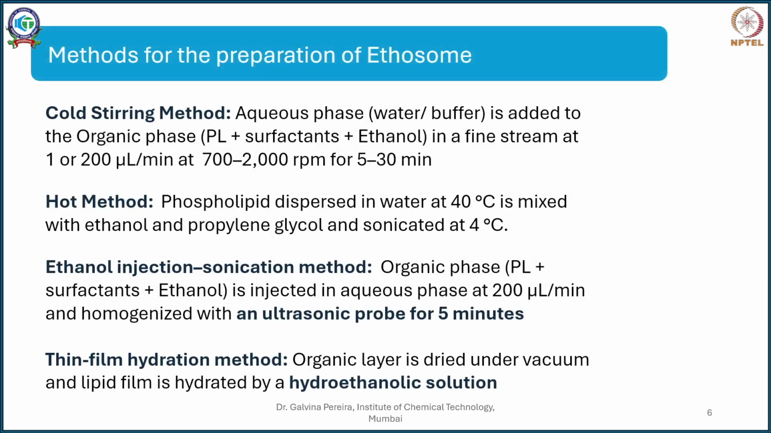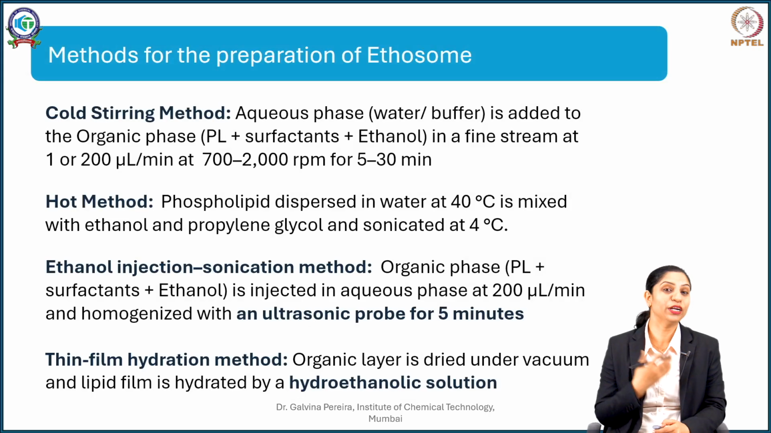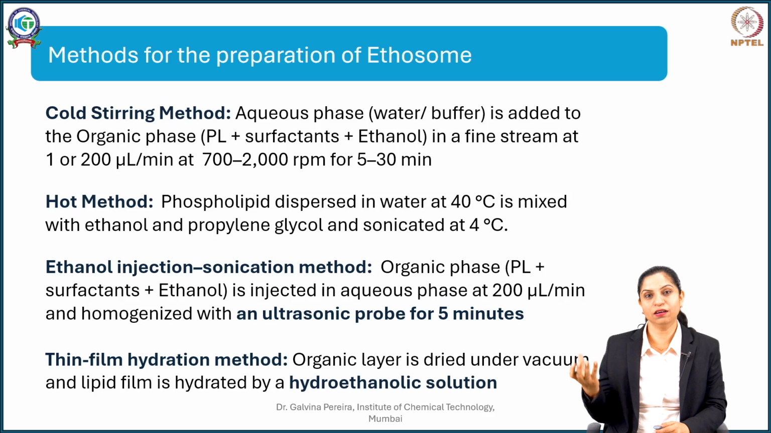So how are these ethosomes prepared? Ethosomes are prepared by different methods. The most common method is what is called the cold stirring method. In the cold stirring method, you take the aqueous phase. This generally contains water, in certain cases buffer, or in certain cases even saline. If the drug is water soluble, it is solubilized in the aqueous phase. If the drug is organic soluble, that is a lipophilic drug or a lipophilic phytoconstituent, it is solubilized in the organic phase made up of your phospholipids, surfactants and ethanol.